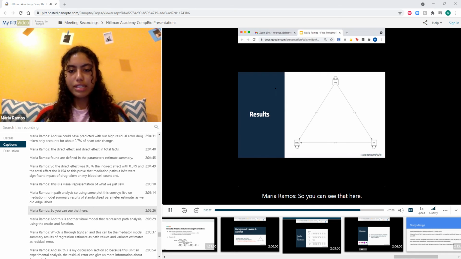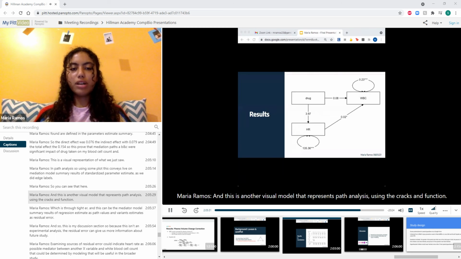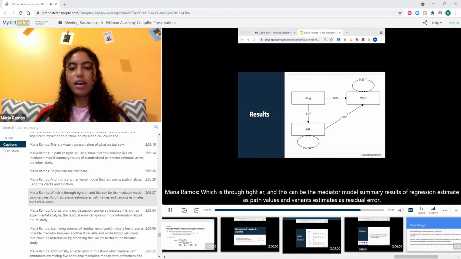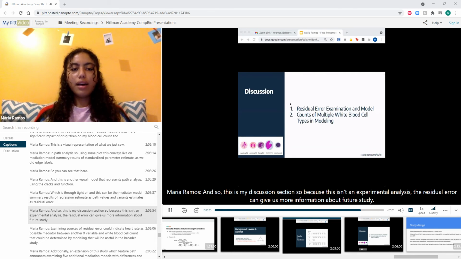So you can see that here. And this is another visual model that represents path analysis using the graph-sem function, which is through TidyR. And this conveys the mediation model summary results of regression estimate as path values and variance estimates as residual error. So this is my discussion section.